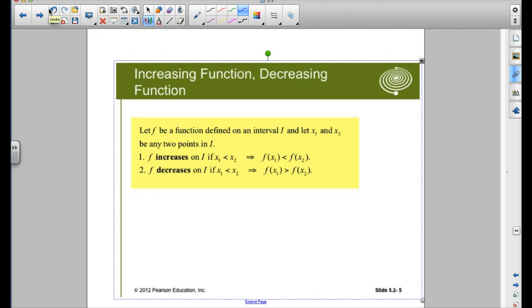Now some other things. Increasing functions and decreasing functions. Let f be a function defined on the interval I, and let x1 and x2 be any 2 points in that interval. If f is increasing on I, then for all the values x1 less than x2, the y values have to be less. So therefore, as x increases, y increases. That's an increasing function. Decreasing, as x is increasing, y is decreasing. And we're going to look at different ways to find this as we go through too.